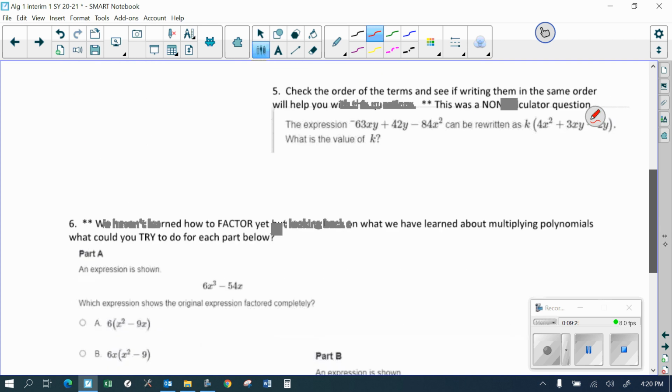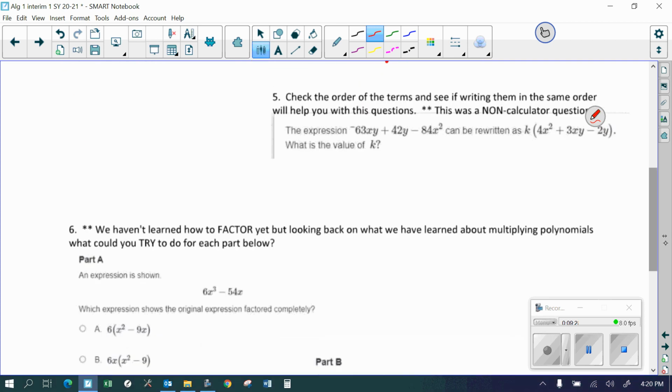Okay, number 5. Check the order of terms. Okay, the expression can be written as k times this. What's the value of k? Well, what's the very first thing you do when you see a polynomial? You factor out the GCF.